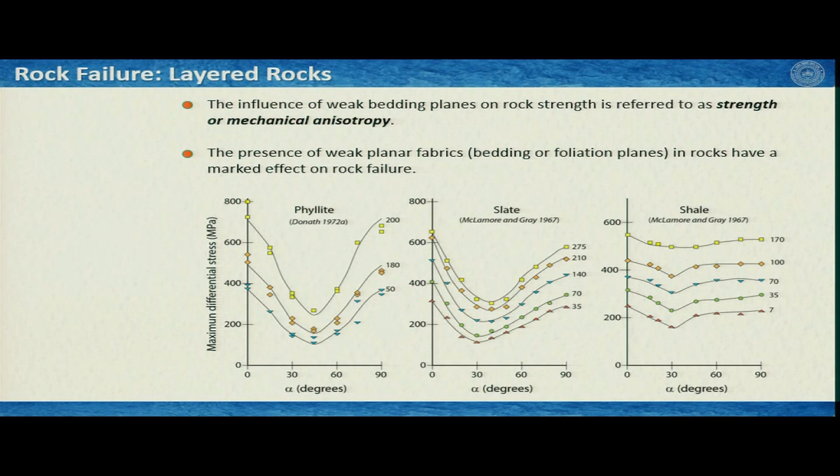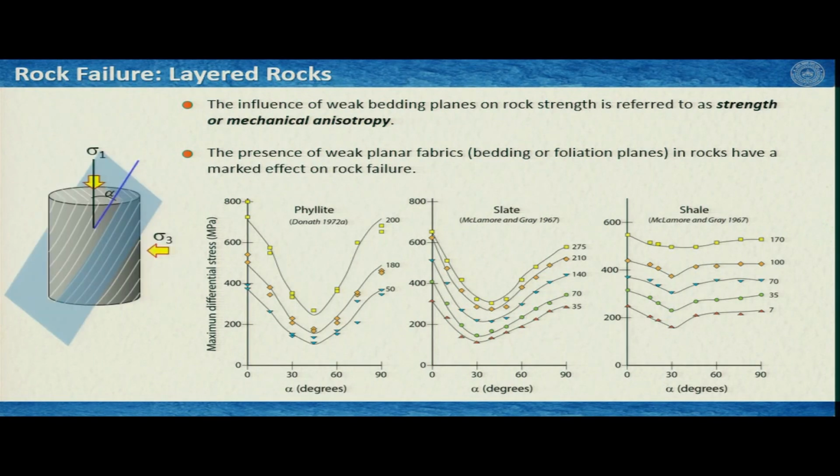So, people have done a series of experiments and this is how the results look. The influence of weak bedding planes on rock strength is referred to as strength or mechanical anisotropy. The presence of weak planar fabrics, bedding or foliation planes in rocks has a marked effect on rock failure.